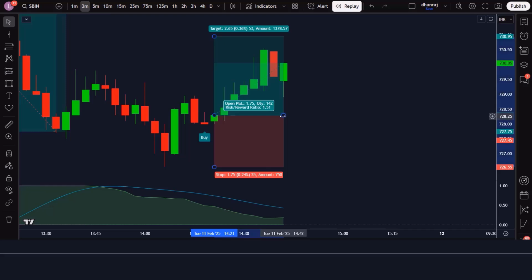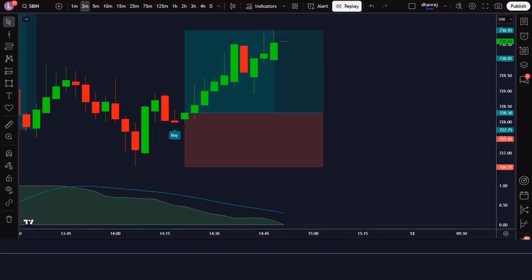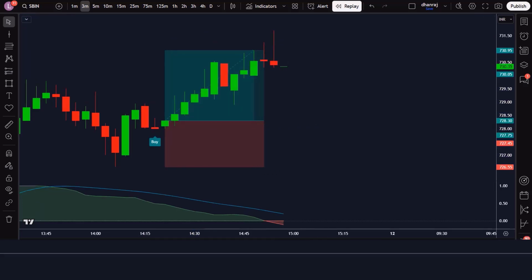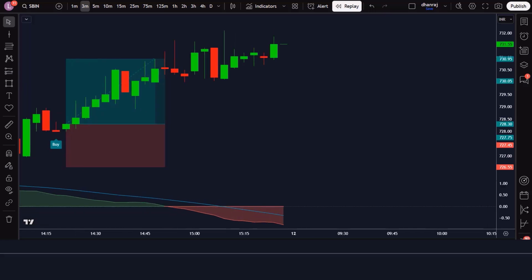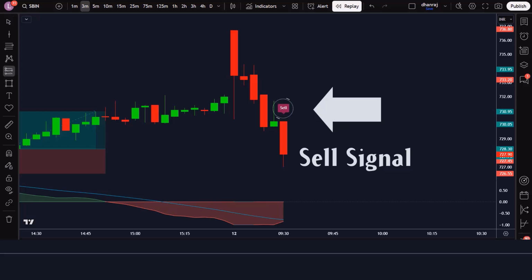Our trade is running in profit. We have won this trade. Let's find the next trade. We have got the signal. Here the Black Trend Trader Indicator gives us a sell signal.